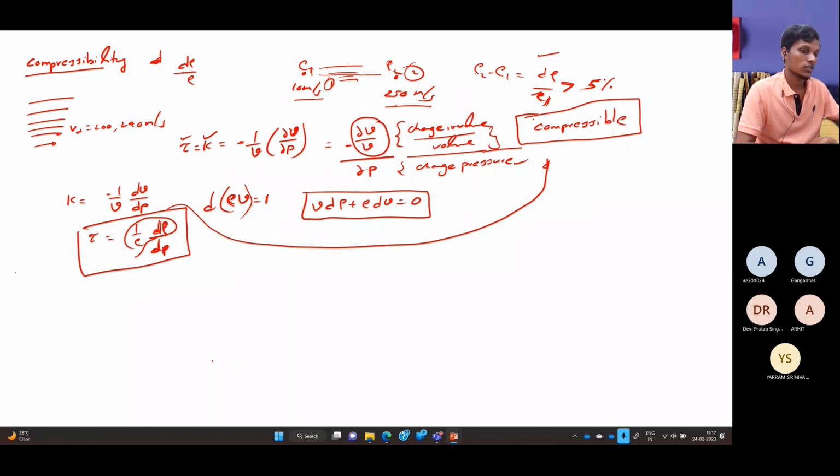So the next concept is, this is up to the compressibility. Let's not go deep into compressibility now. I will show you a few things regarding only incompressible flow and the Bernoulli equation. I will go to the next slide.